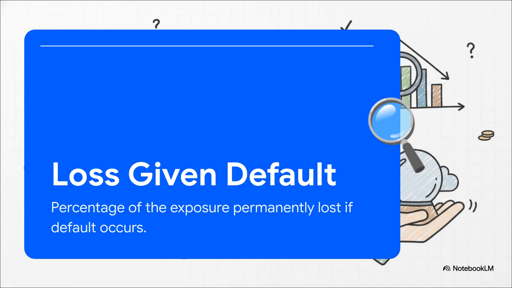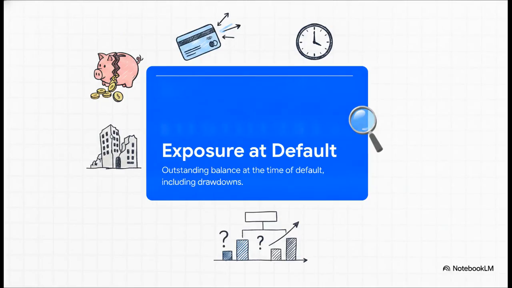This metric heavily relies on your historical recovery rates, how senior your claim is, and the actual value of the collateral backing the loan. The final piece of the puzzle is EAD, exposure at default. It includes your current balance, but it's really the outstanding balance at the exact moment the default happens. The absolute danger zone here, and where so many companies trip up, is forgetting to include estimated unfunded commitment drawdowns and accrued interest.